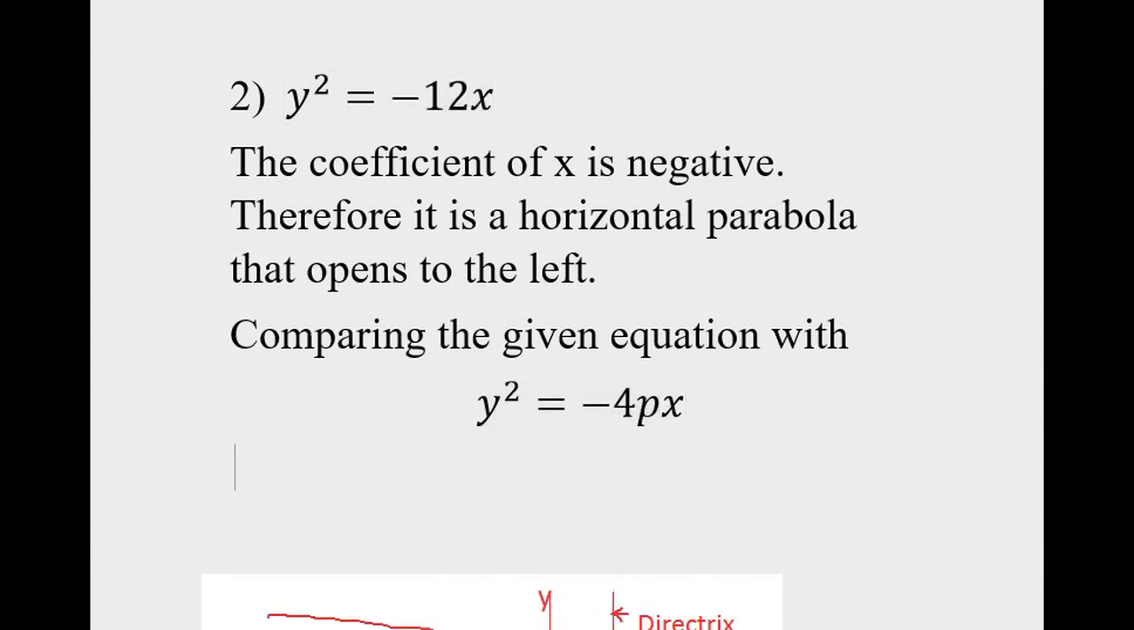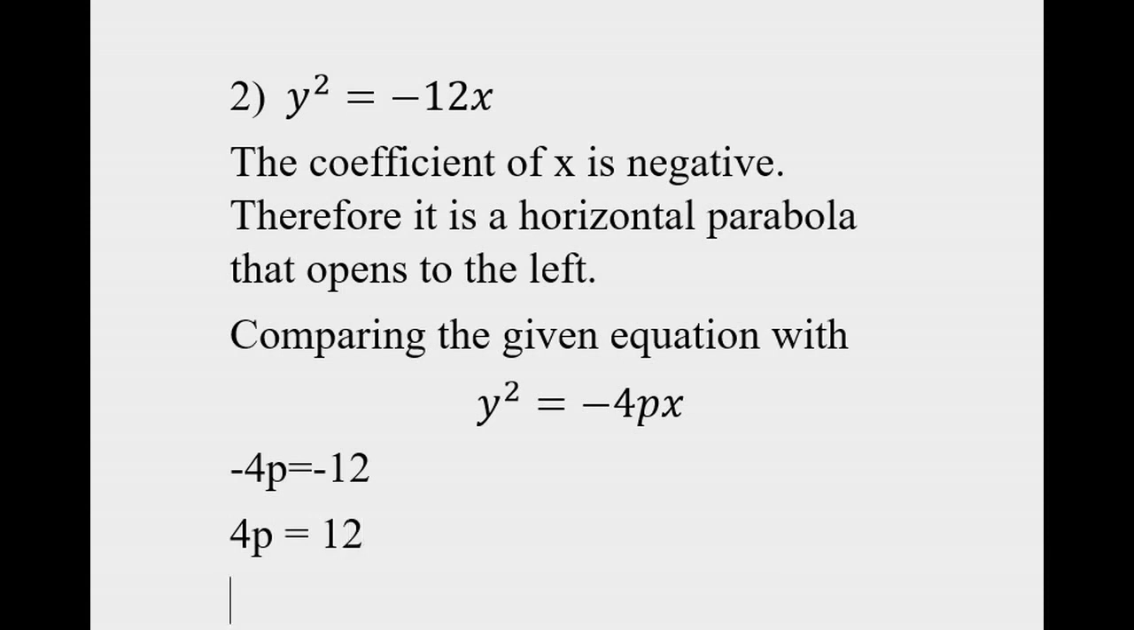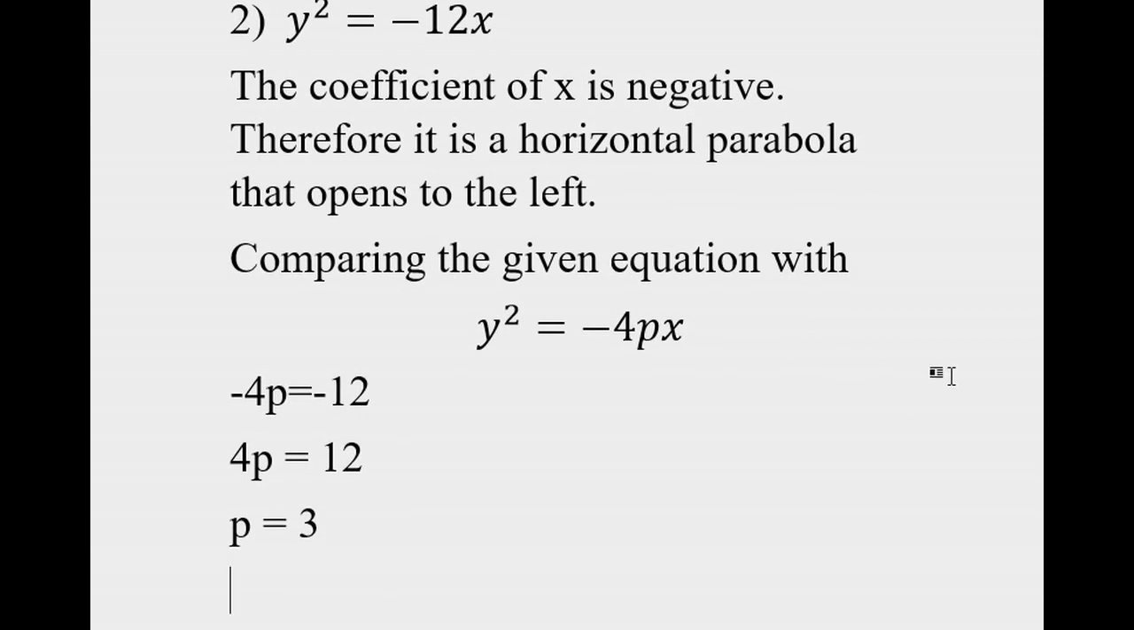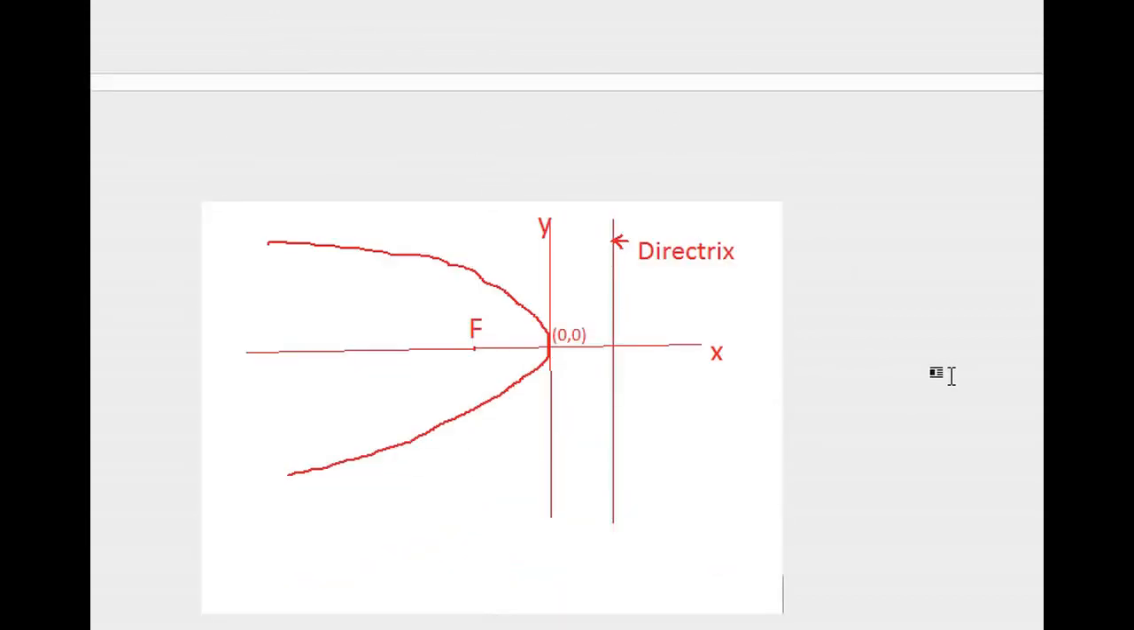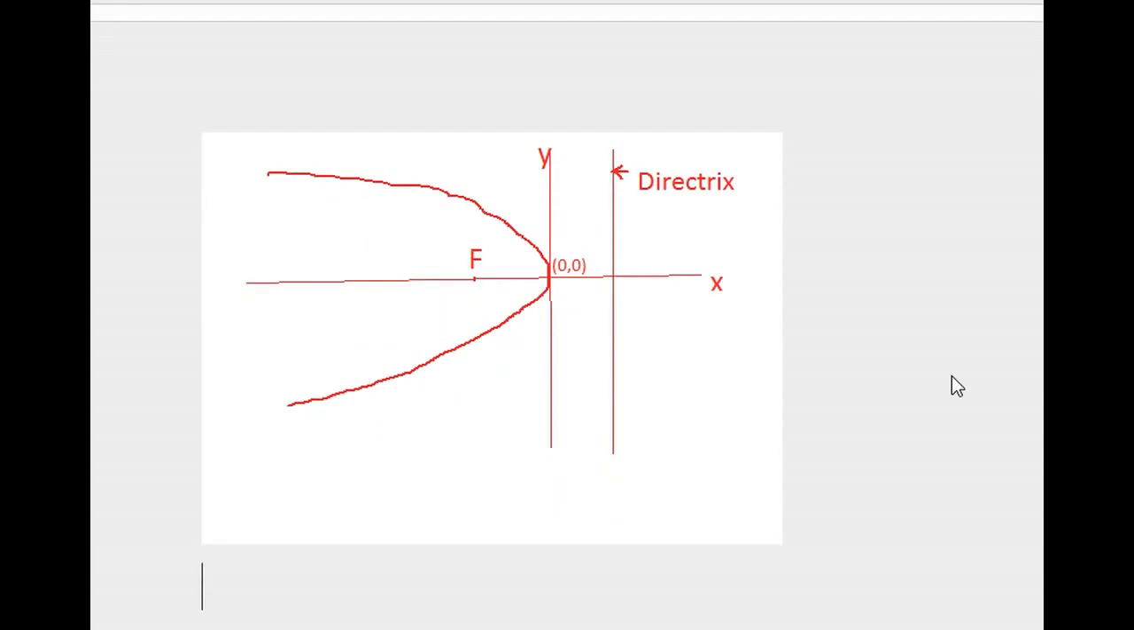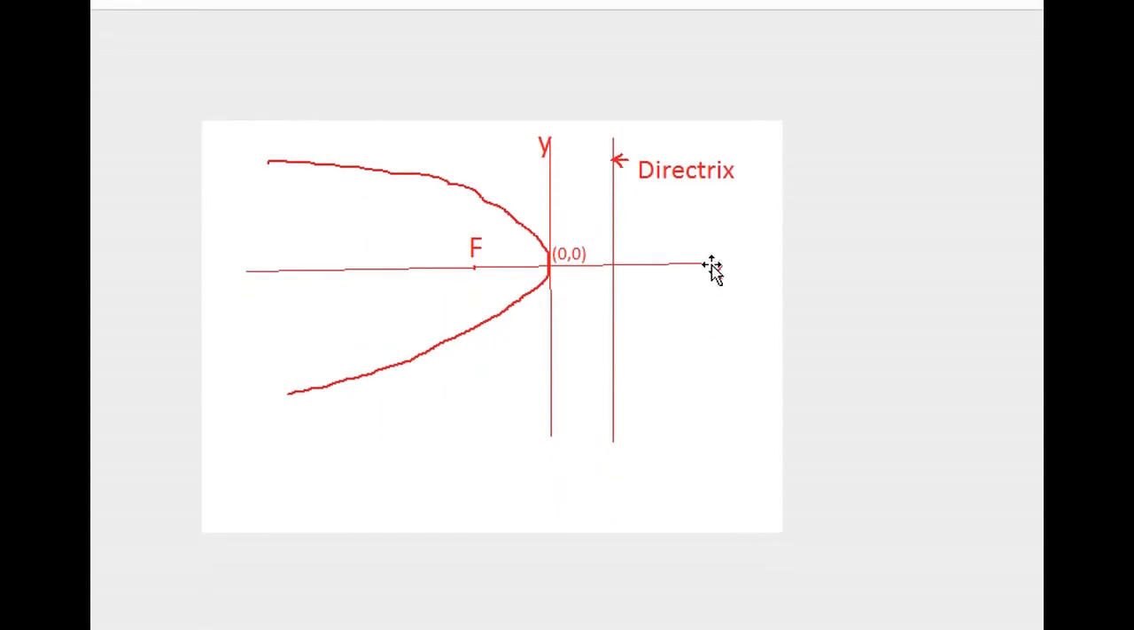Compare the two equations. y squared equals minus 12x, y squared equals minus 4px. So we get minus 4p equals minus 12, 4p equals 12, or p equals 3. It is a horizontal parabola that opens to the left. So this is how the sketch will look.